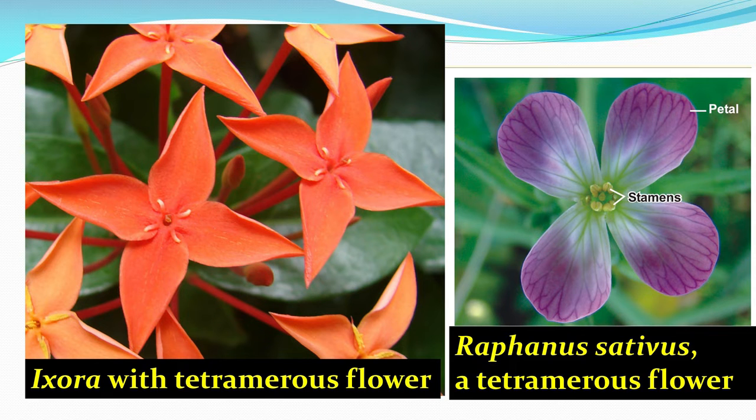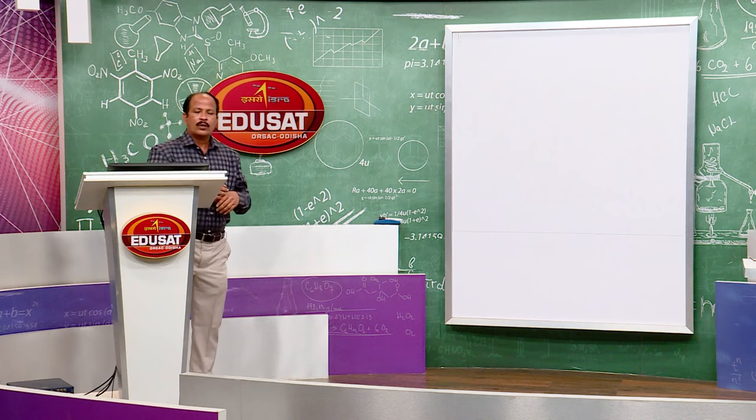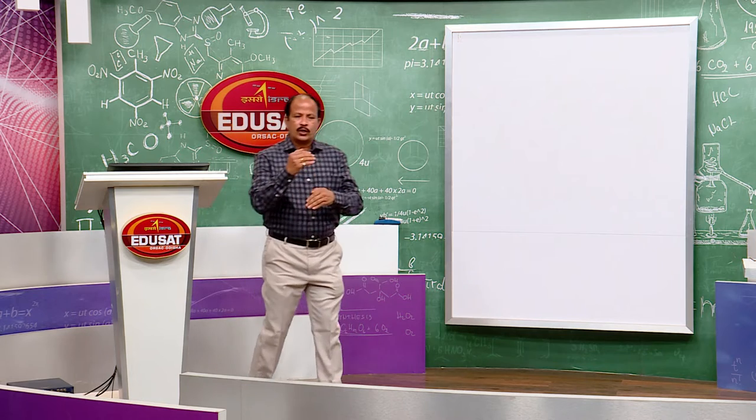On the right side you can see the flower of Raphanus sativus, radish. Very few might have seen the flower of this, but it is a cross-shaped flower. Raphanus sativus is a tetramerous flower. As the four petals are arranged in a cruciform manner, this belongs to the family Cruciferae. What I mean to say is that both pentamerous flowers and these tetramerous flowers are found in dicots, and the trimerous flower is found in monocots.